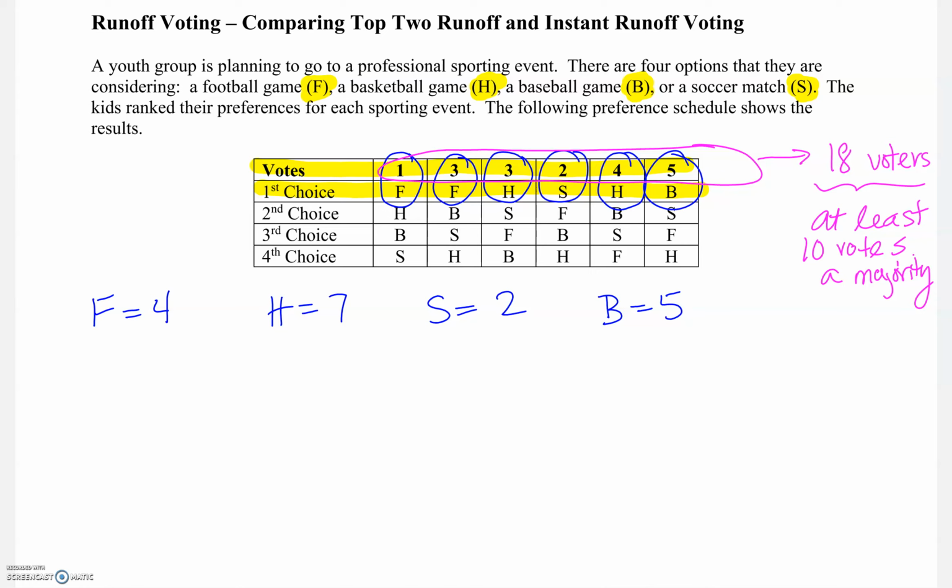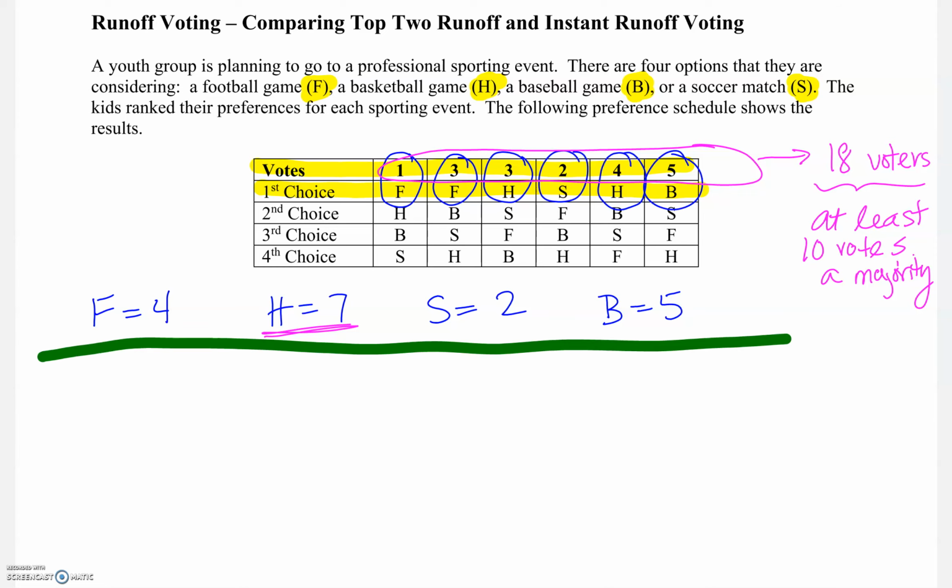The game that actually had the highest was hoops or basketball. So if we were using a plurality, basketball would win. But what we want is a majority of the votes going to one of these sporting events. So this is when a runoff starts to happen, is when you don't have a majority. So let's look at 2 types of runoffs. First off, let's consider top 2.